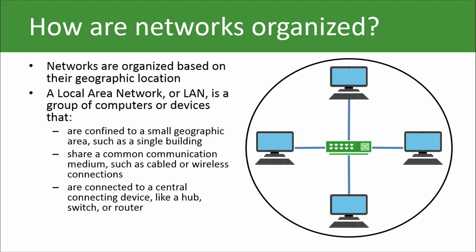All right, so how are networks organized, right? Like we have all these devices around the world. How are they organized with one another? Not just around the world, but also inside of the same building. They're organized based on their geographic location or where they are in the world, in a building or in a city. A local area network or a LAN is simply a group of computers or devices that are featured in the same small geographic location, right? So like a school or a small office.